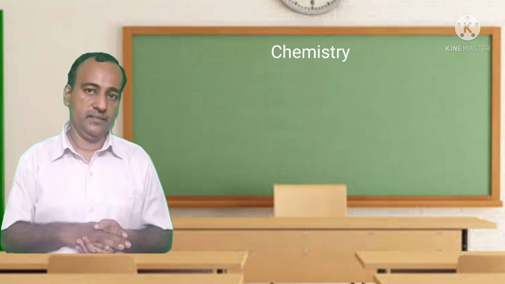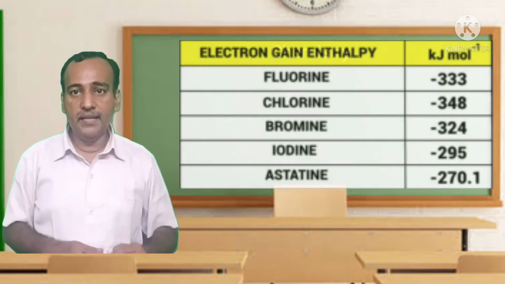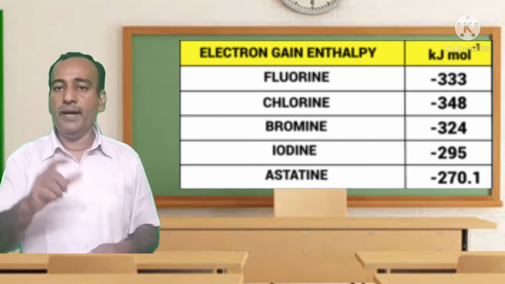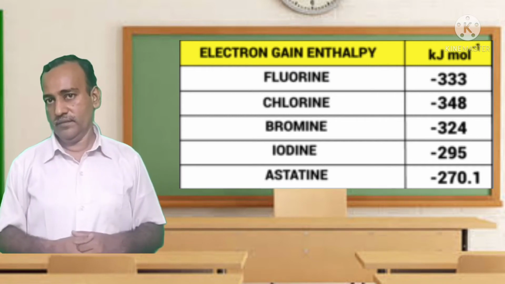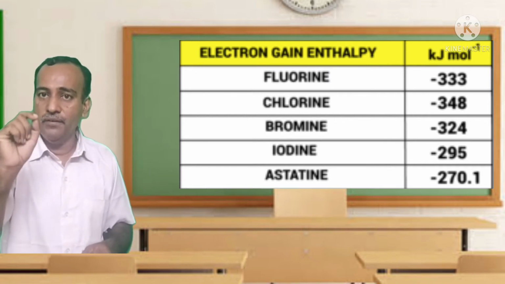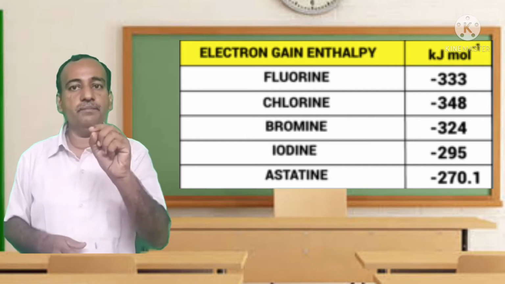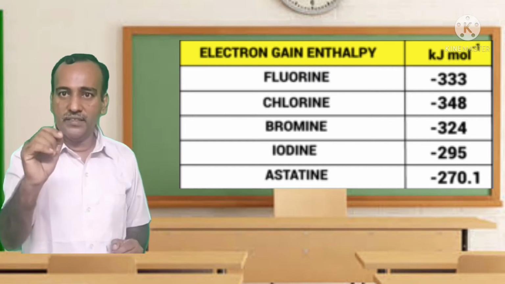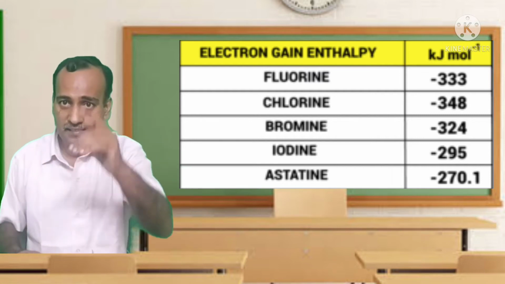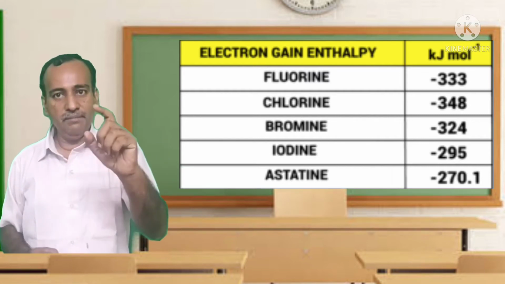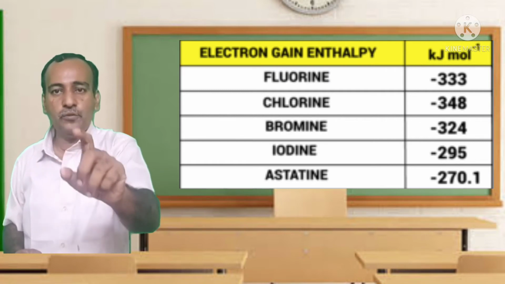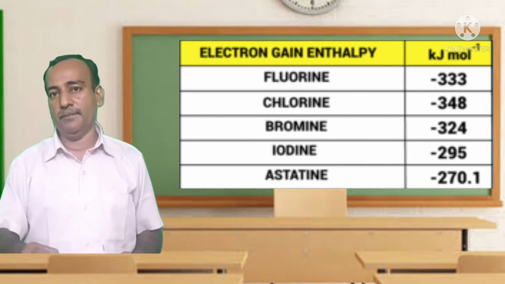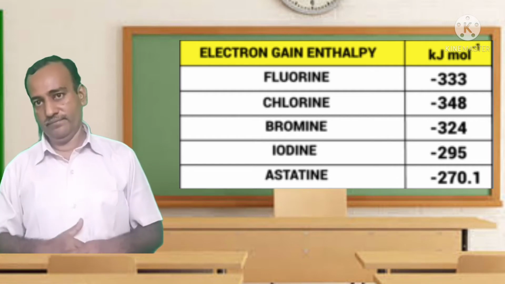The electron gain enthalpy value of fluorine is minus 332 kilojoule per mole. If you come to the electron gain enthalpy value of chlorine, it is minus 349 kilojoule per mole. Just now we said electron gain enthalpy value decreases when we move from top to bottom. But when we compare chlorine and fluorine, fluorine possesses lower electron gain enthalpy than chlorine. Why?